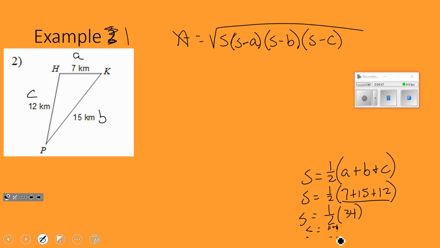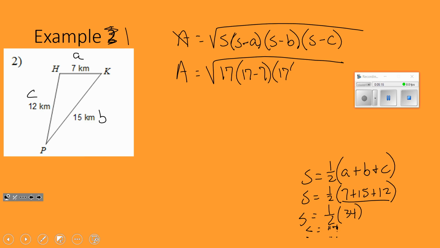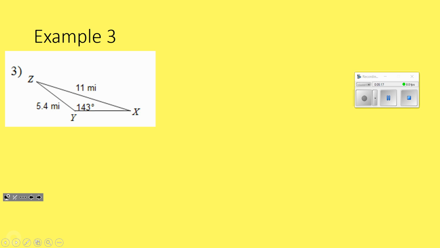So now, let's just plug into our area formula. So this is going to be the square root of 17 times 17 minus what? 7 times 17 minus, does it matter? Doesn't really matter. Whoops, let me go back.